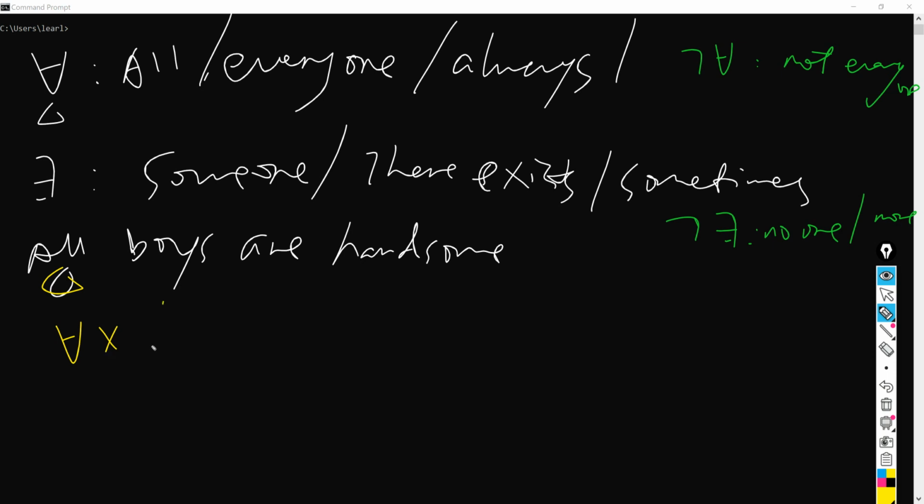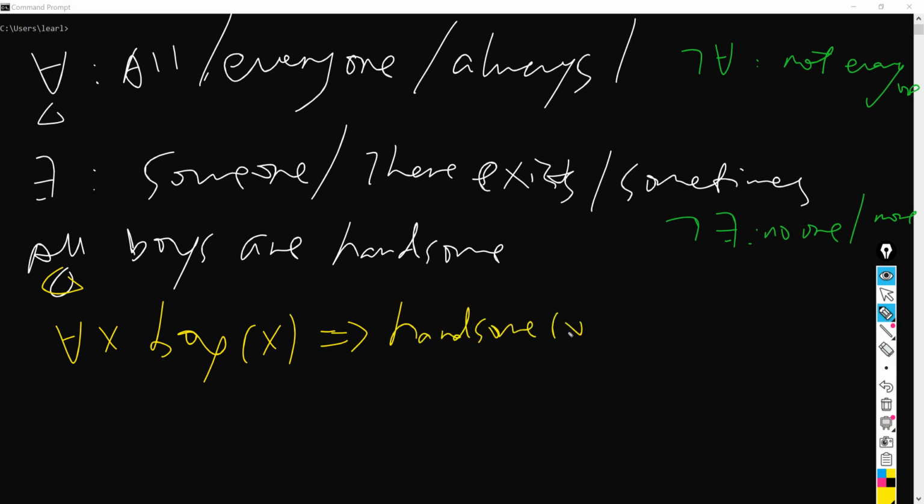So for the variable x, we first have to make sure they're boys. So that is boy, and this is a function here. Then they're handsome. So here we use the if-then sign, which means if the variable x is a boy, then they're handsome.